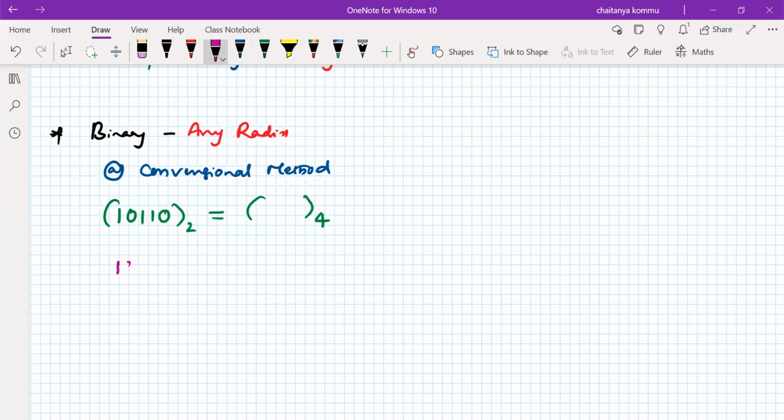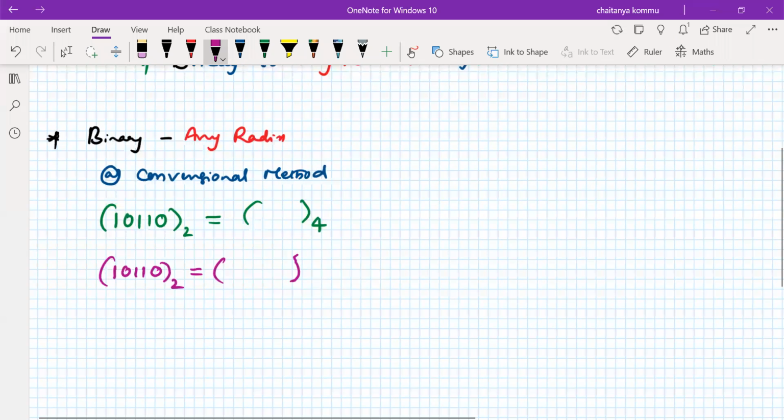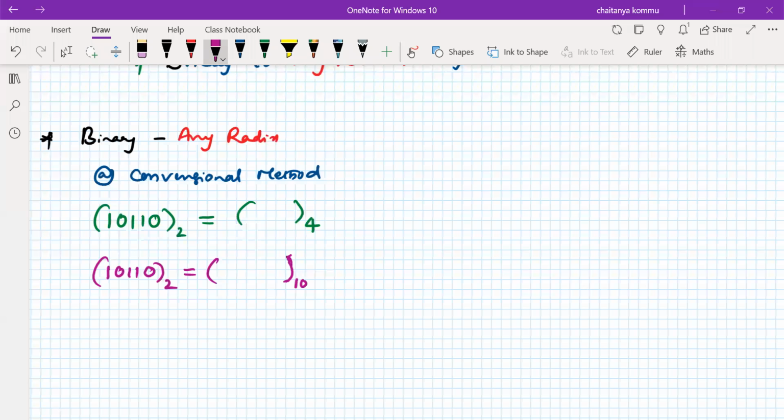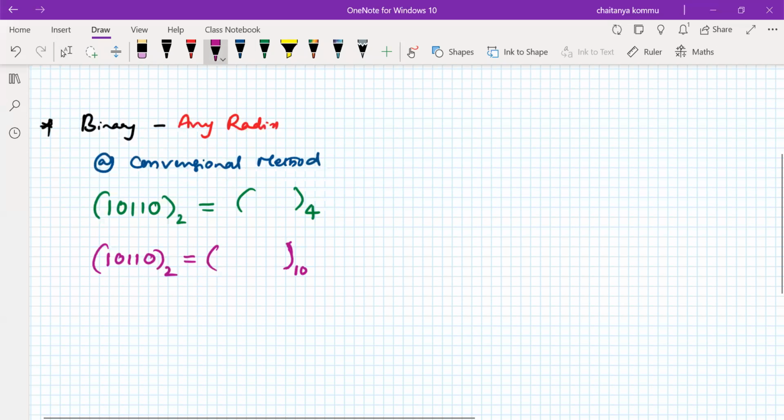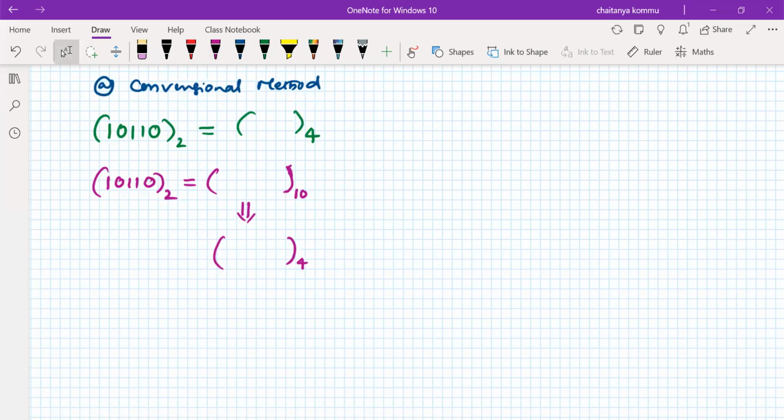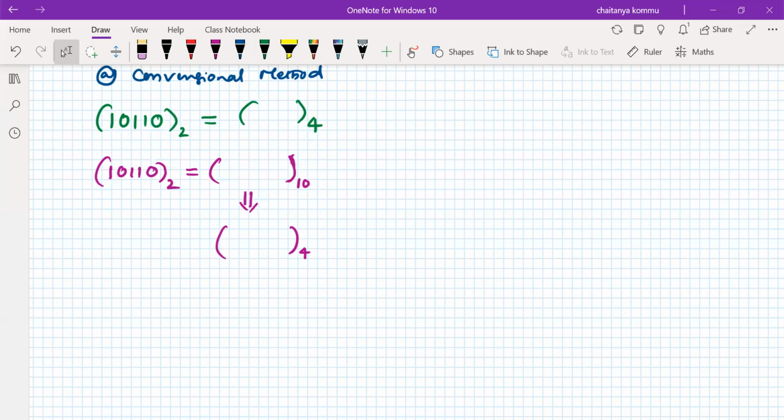First of all, I have to convert this to decimal, base 10. Then from base 10, I have to convert it again to the required number system. That's what we have to do. So what is the quick method?